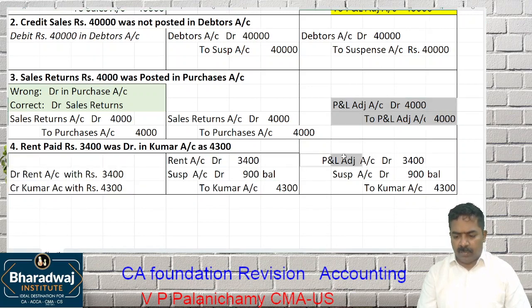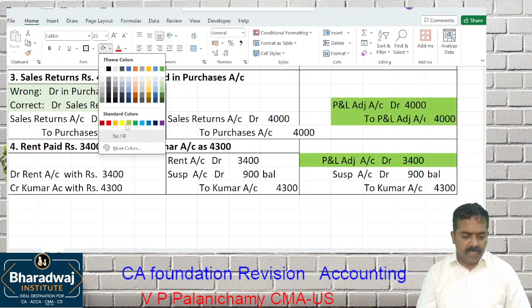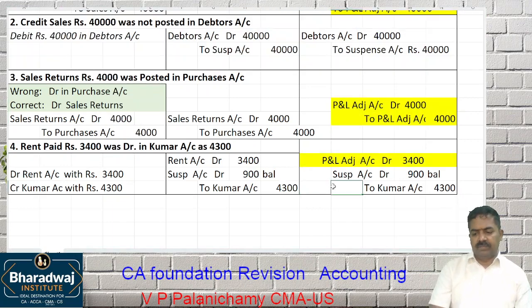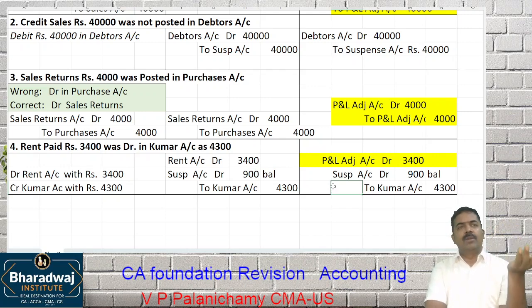So wherever there is a nominal account, we use which account? P&L adjustment account. After trial balance and after final accounts, rectification is different in only one way. Which one? In the place of any nominal account, use which account? P&L adjustment account. Why is it so? Because that is already closed and transferred to which account? Trading P&L account.